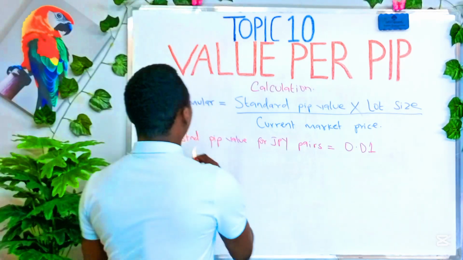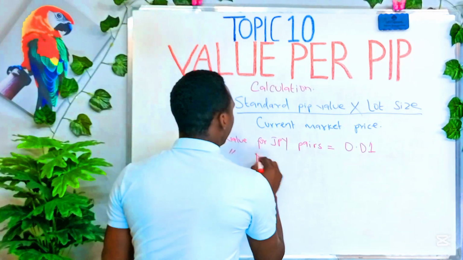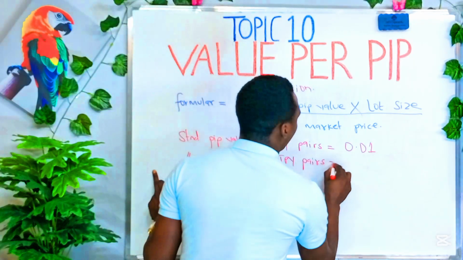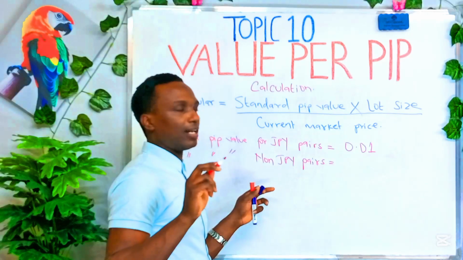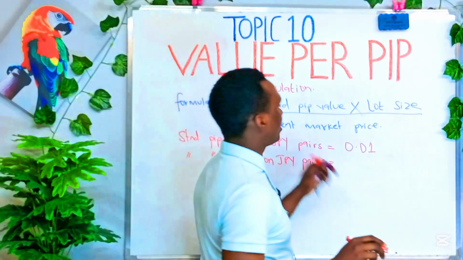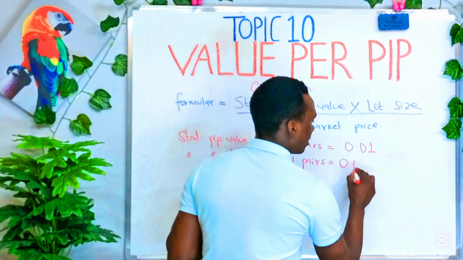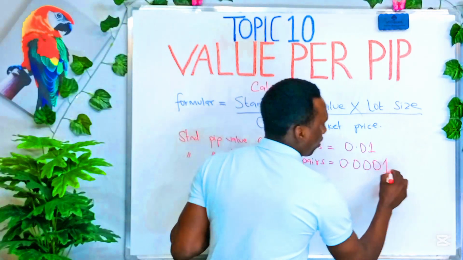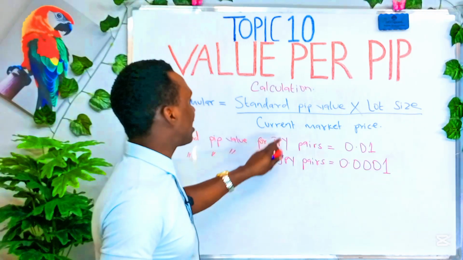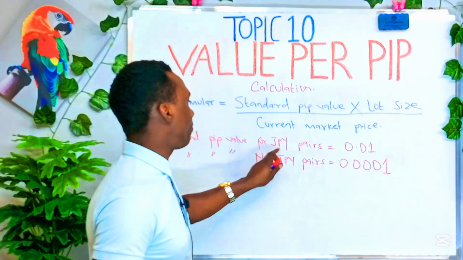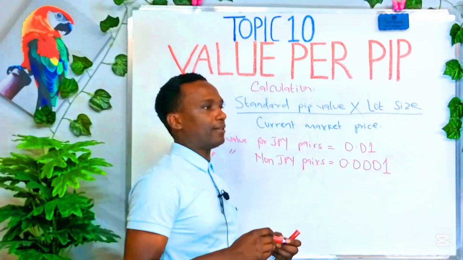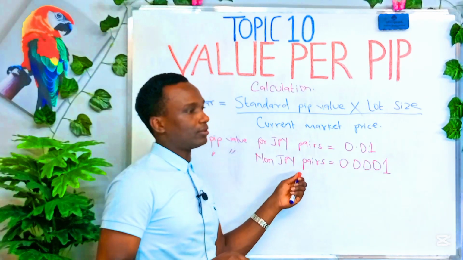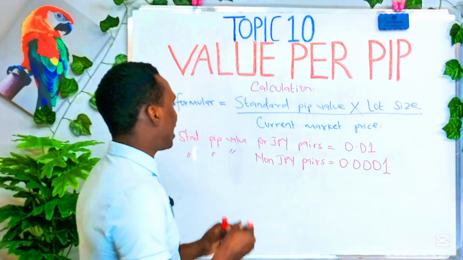And the standard pip value for non-JPY pairs, what did we say? For non-JPY pairs, like Euro USD, GBP USD, AUD USD, it is 0.0001. Good. So this is the standard pip value for JPY pairs and non-JPY pairs. All right? Have you noted this down? Yes. Good. So let us look at one example.